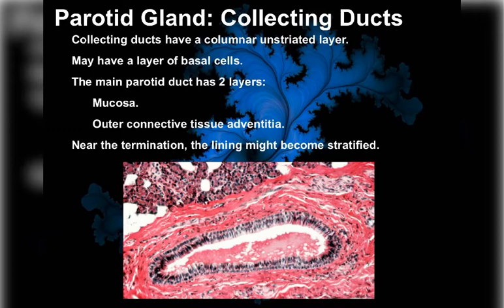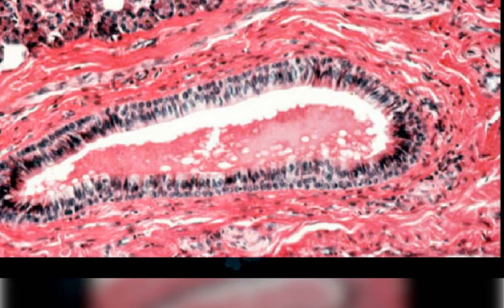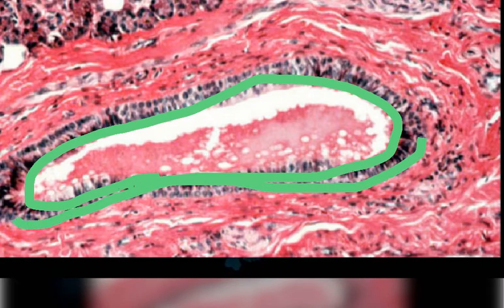The main parotid duct, the main excretory duct of the parotid, has two layers: the mucosa and outer connective tissue adventitia. The mucosa includes epithelium plus lamina propria. The epithelium in this case is stratified columnar epithelium. You see we have two rows of nuclei here. This is one row, this is another row.